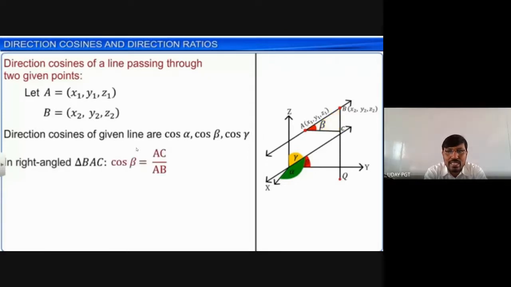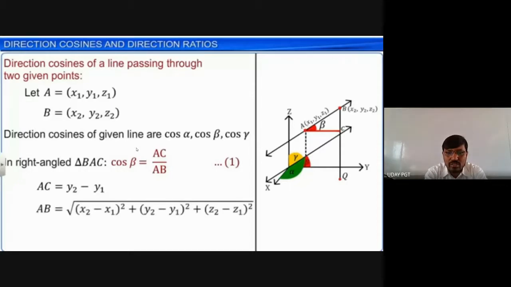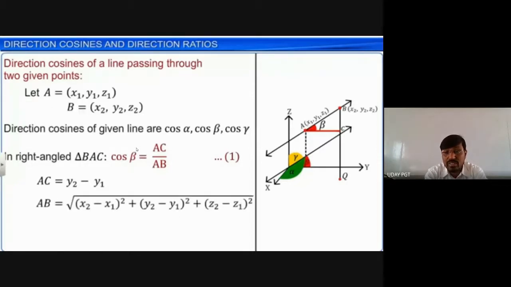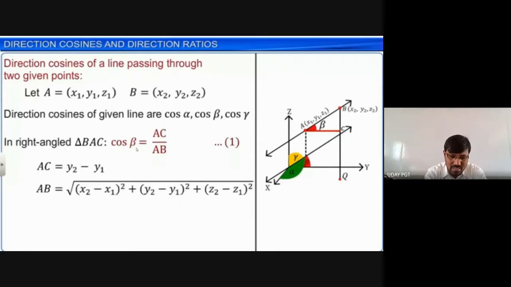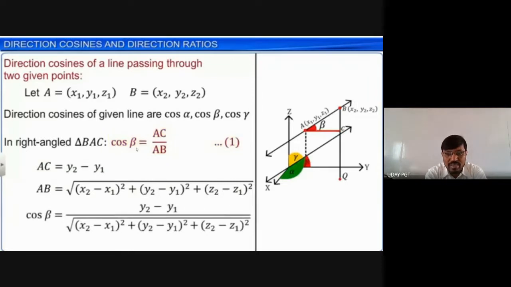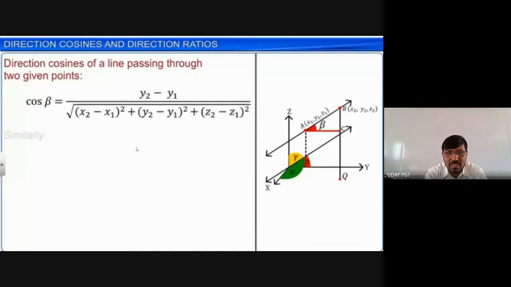In the right angle triangle BAC, cos beta is equal to AC by AB. So AC is equal to y2 minus y1. And BC by AB is equal to the distance between the 2 points, under root of x2 minus x1 whole square plus y2 minus y1 whole square plus z2 minus z1 whole square. So cos beta value, we are going to get y2 minus y1 by under root of that.